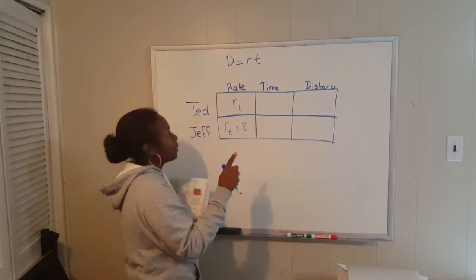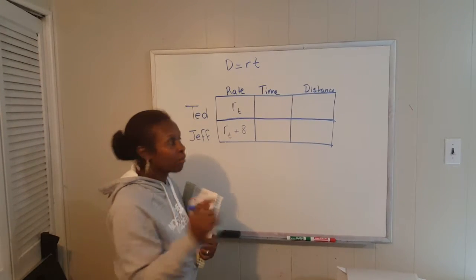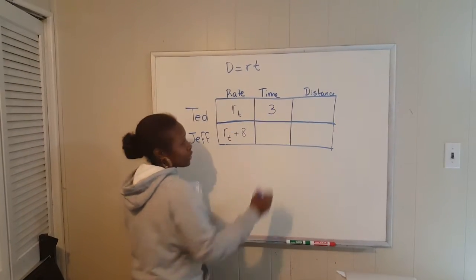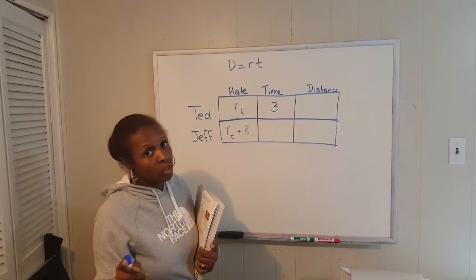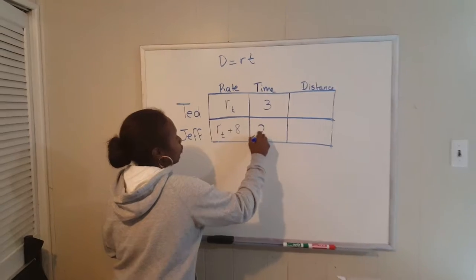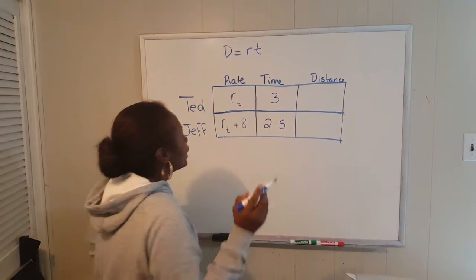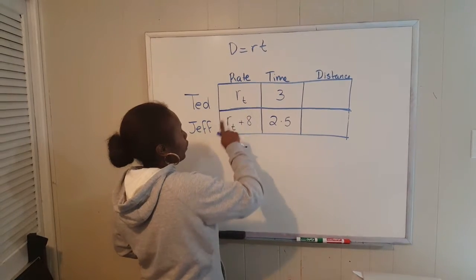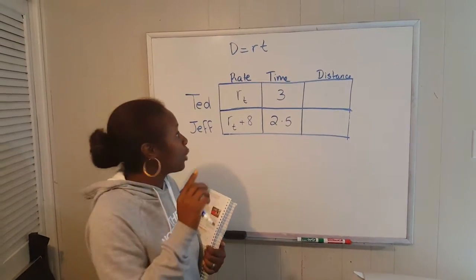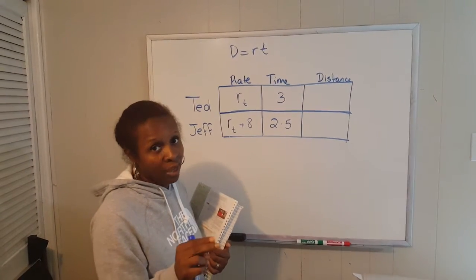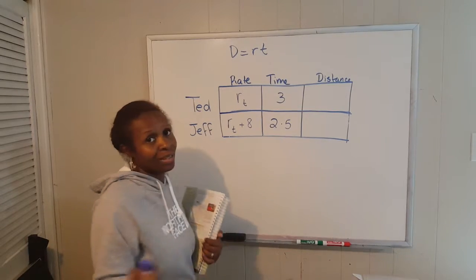What is our time? Well, we know Ted left at 9 and he arrived at 12. So we know his time was 3 hours. We know that Jeff left at 9:30 and he also arrived at 12. So we know that his time was 2.5 hours. Okay? Using this information, we know rate and we know time, we can figure out the distance that both Ted and Jeff went, and we can set them equal to each other because they went the exact same distance.